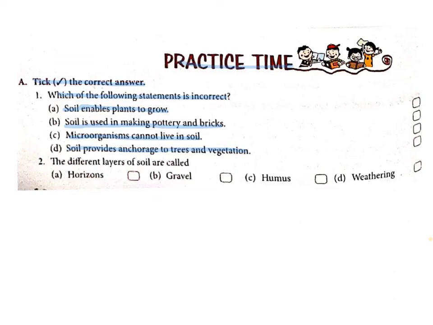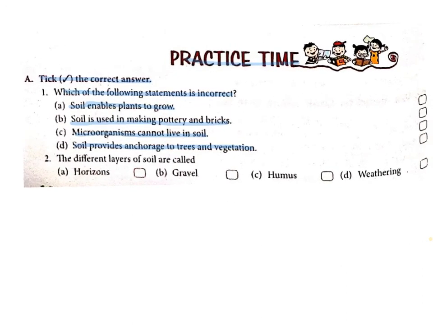Children, try to answer this question. Yes, the incorrect statement among the 4 is C. So C is your answer. Second question. The different layers of soil are called A. Horizons, B. Gravel, C. Humus, D. Weathering. And you all know the correct answer is A. Horizon.